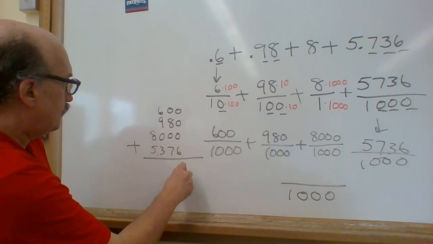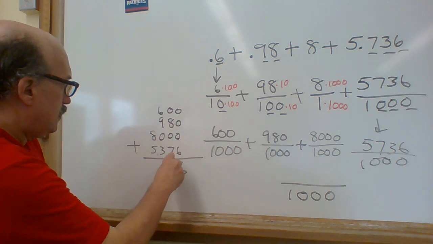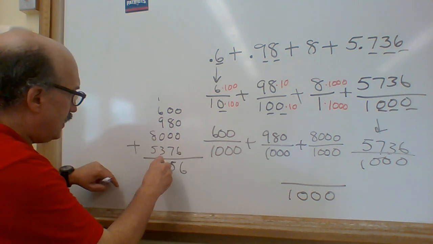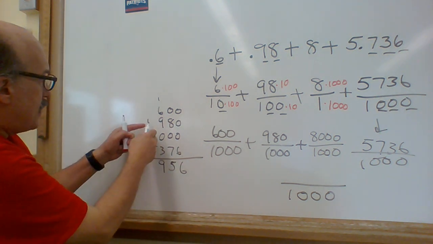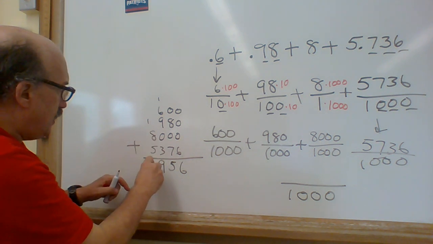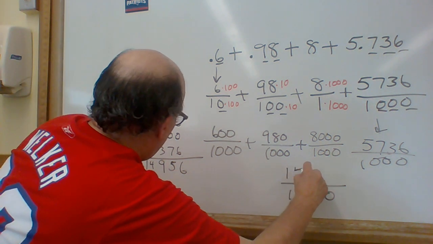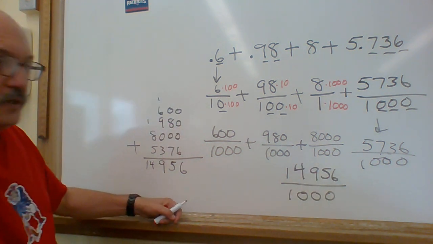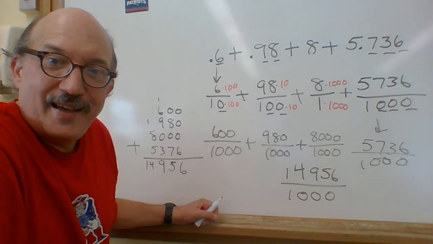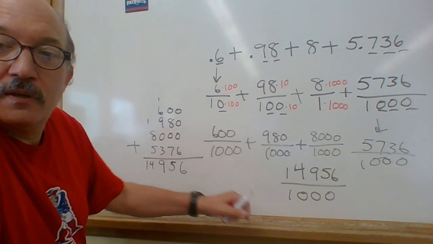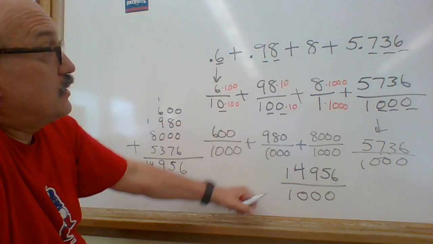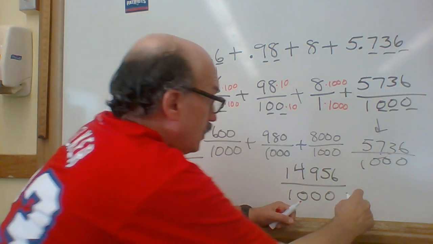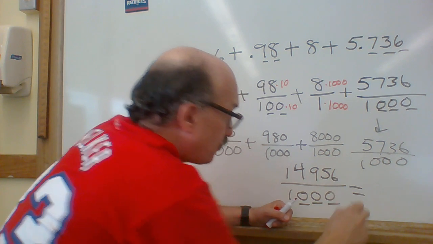6, 15, carry the 1. 16 and 3 is 19, carry the 1. 9 and 5 is 14. So the numerator here is 14,956. And that's the answer. Except for that agreement that if we are given a decimal problem, we give the answer as a decimal. Well, 1, 2, 3 zeros.